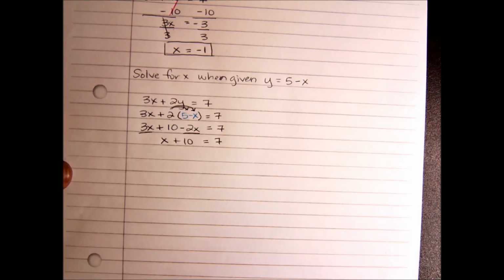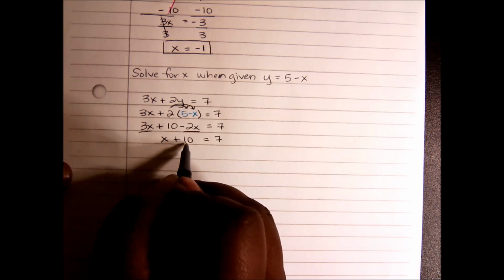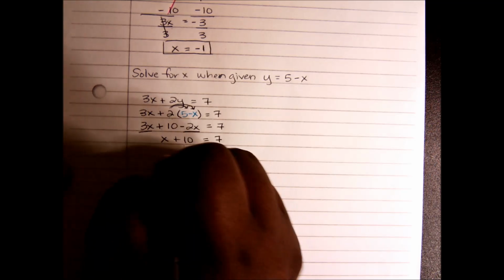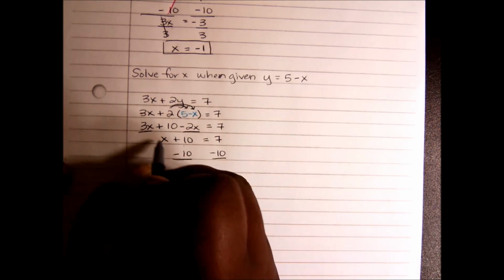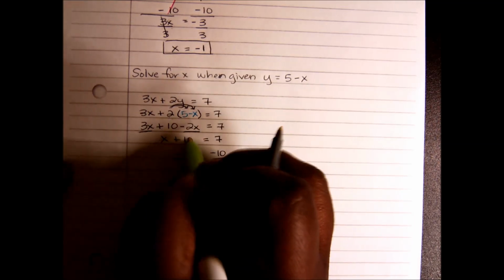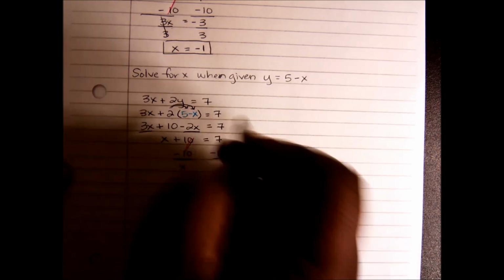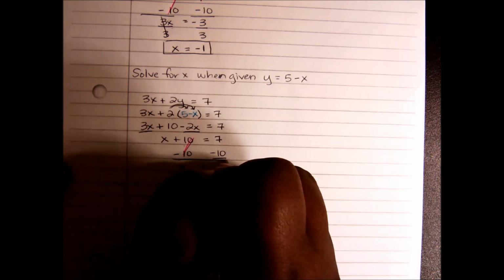Solving for x, we need to get rid of the 10. So the opposite of adding 10 is to subtract 10. And we have x, and then of course positive 10 minus 10 cancels. And you're left with 7 minus 10, which is negative 3.